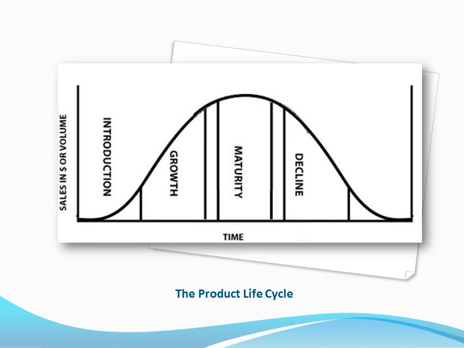This figure is a simple representation of the product life cycle. It consists of 4 different stages: introduction or development, growth, maturity, and lastly, decline. As you can see, the product life cycle is, more or less, a bell curve.